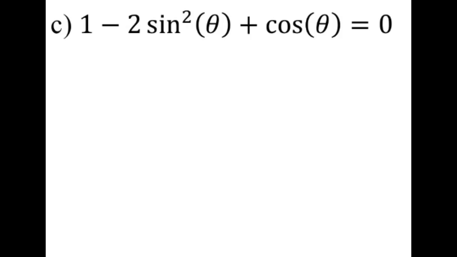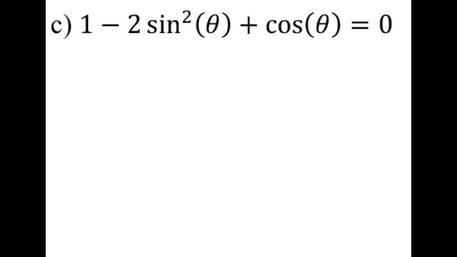Alrighty, this one's a little more complicated. 1 minus 2 sine squared theta plus cosine theta. Now recognize that we have a sine squared theta and a cosine theta. It would be great if they were both in terms of either sine or both in terms of cosine. Easiest way to make that switch is to turn that sine squared theta into a cosine theta.